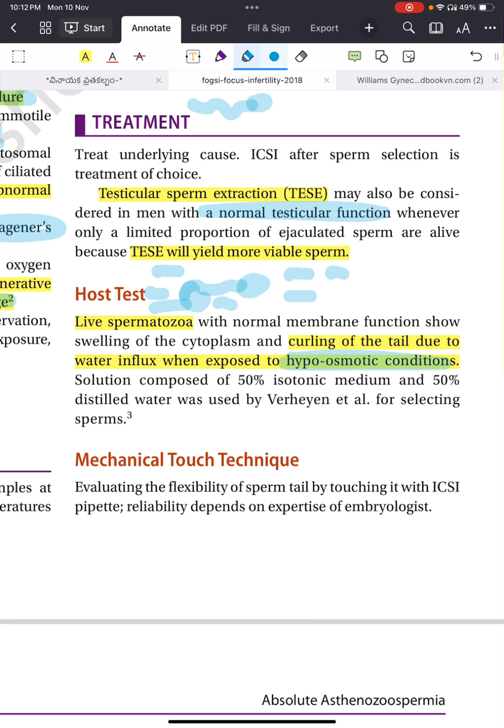So what is that hypoosmotic solution? It is 50% isotonic and 50% distilled water. This was used for selecting the sperms. That is the HOST test. Next is the mechanical touch technique.